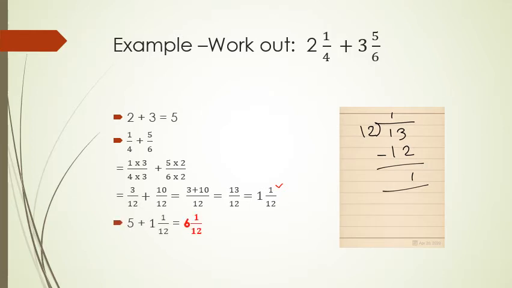So we have 5 plus 1 by 12. So 5 and 1 over here are the whole numbers. 5 plus 1 we can write as 6. 6 and 1 by 12 is the final answer.